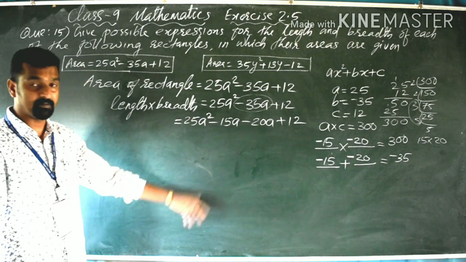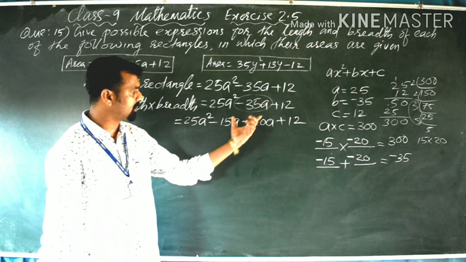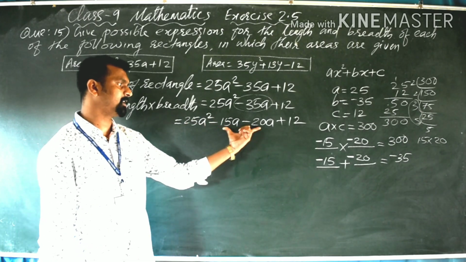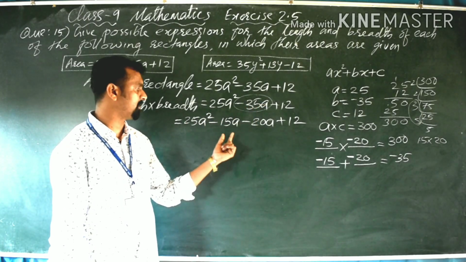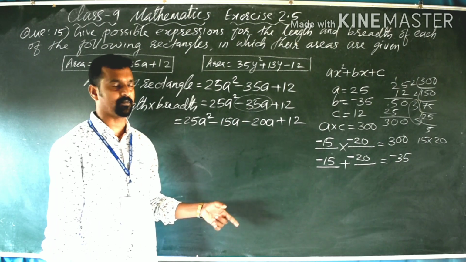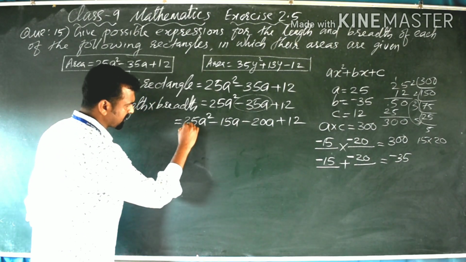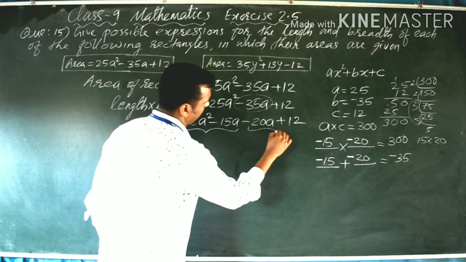Now you see, same thing only. We split this middle term into two terms, that much only. That is, 25a square minus 15a minus 20a, minus 15 minus 20 gives minus 35a, then plus 12. Now we will take common factor from the first two terms and the last two terms.